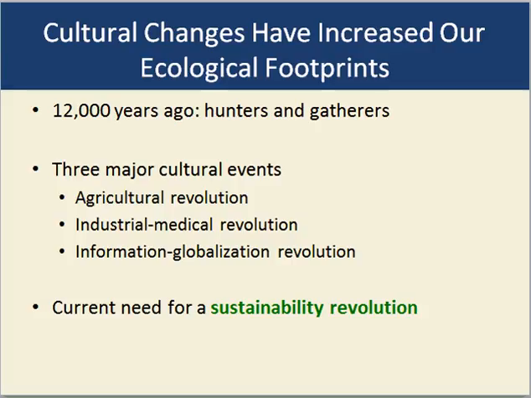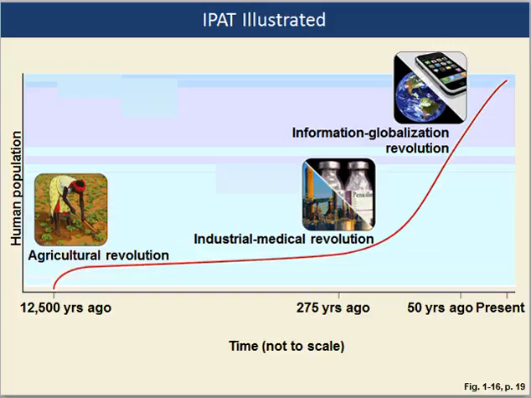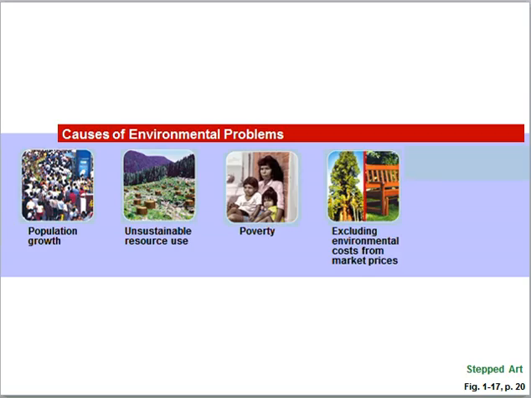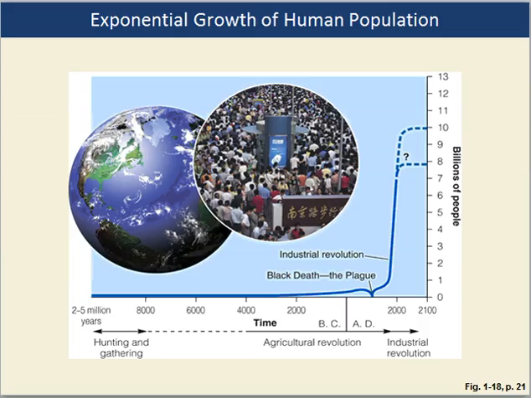And we have increased our ecological footprint for several reasons. We started off as hunters and gatherers. We transitioned into our agricultural revolution, and now we're in what they're calling the information globalization revolution. So how do we have environmental problems? Well, there's four basic things. Our populations are growing, an unsustainable use of our resources, poverty, and then excluding environmental costs from the market costs.